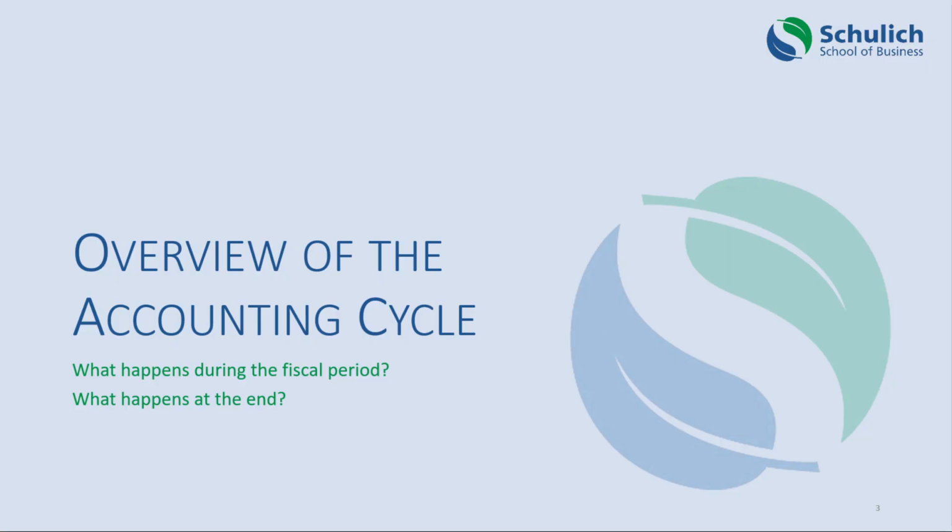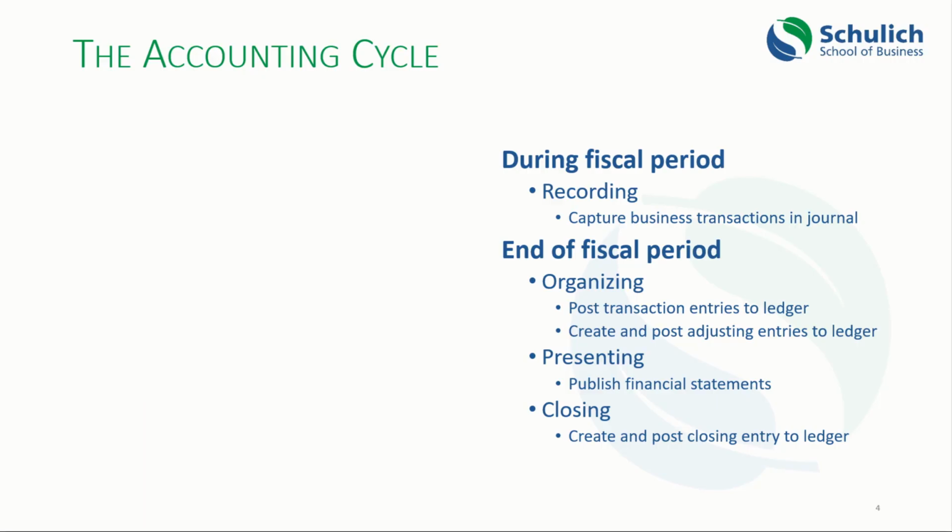Let's look at the big picture then. What kinds of activities take place during the accounting cycle and what takes place at the end when things get hectic? Here is a description of the accounting cycle. I'm going to build a graphic representation of this so you can picture it.